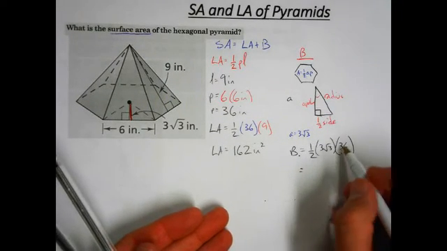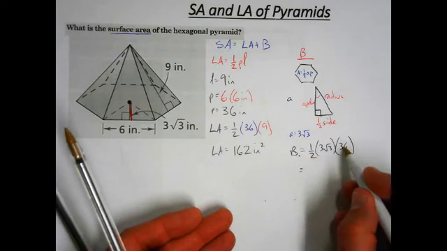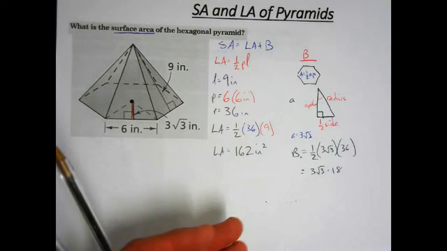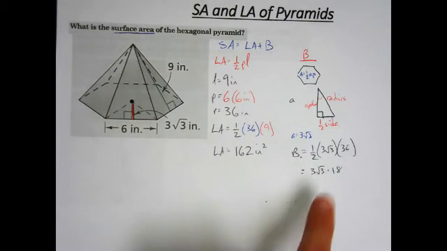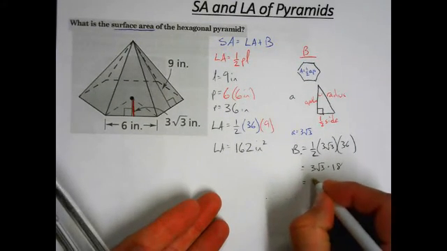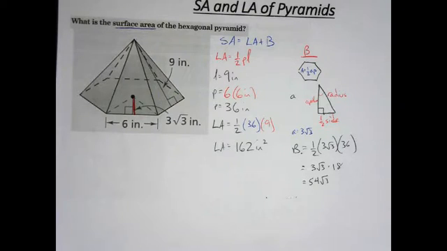How does that happen? Here's how it happens. So I have 2 going into 36 as 18. So it's 3 times the square root of 3 times 18. Now, in this case, I'm going to leave the square root of 3 as if it were an x. 3 times 18 is 54. And so we have 54 times the square root of 3. There is my area of the base.